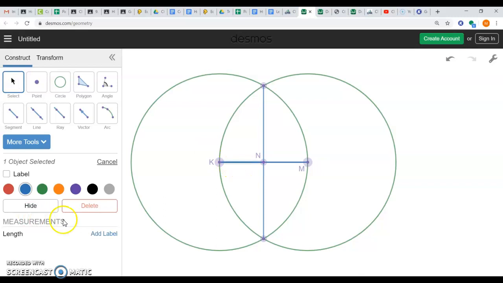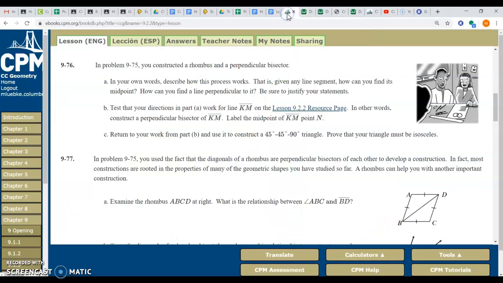And then I can say that the length of that is 2.17, and the length of the other one is 2.17 again. So that is bisected. That did get bisected. That means N is the midpoint, which is perfect. That's what I was hoping to see.